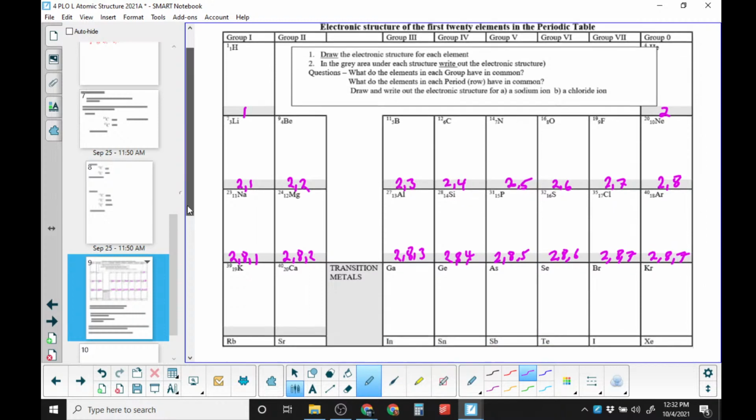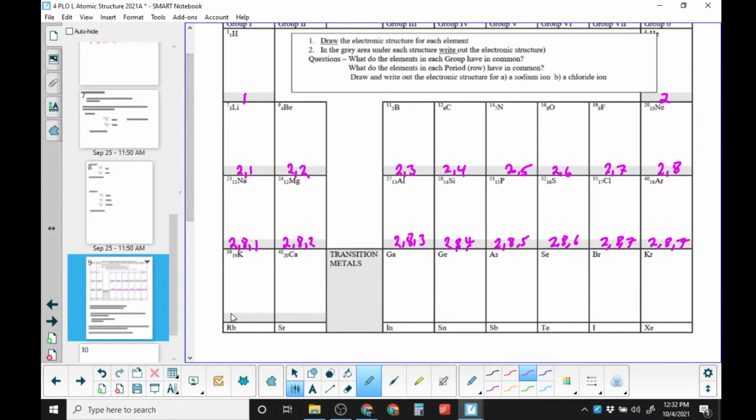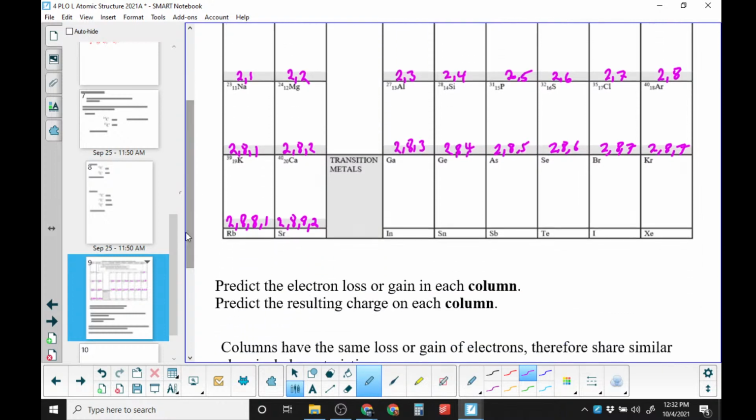And you'll notice then that the valence electrons for any family is exactly the same, which gives a huge hint as to why they would have the same properties. If your valence electrons are the same, you're going to react the same, and you're going to have many of the same properties. So now we can start answering some of these questions. Predict the electron loss or gain in each column.